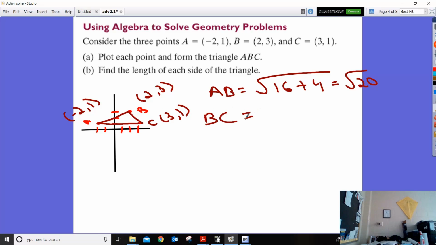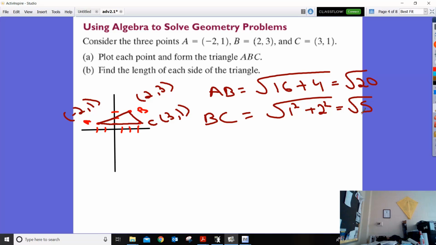How far apart are the x values? 1. What do you do with that 1? Square. I guess I'll write that at home. How far apart are the y values? 2. What do you do with that 2? Square. That ends up being root 5.